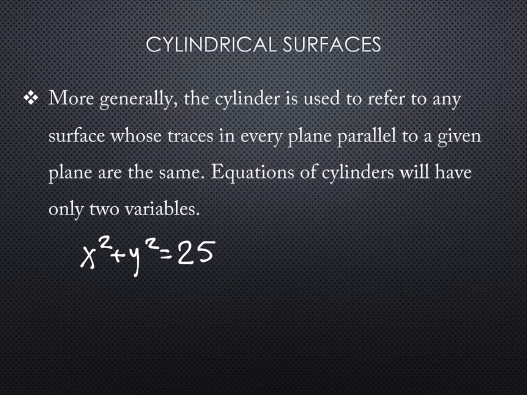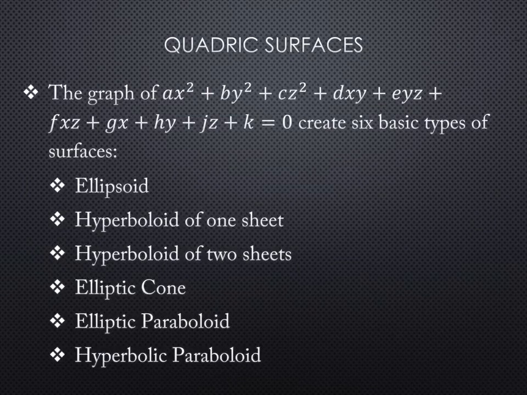All right. We're going to look now in general at what happens when we have any or all of the variables, and what that's actually going to be called is a quadric surface. So a quadric surface is a graph of the form ax squared plus by squared plus cz squared plus dxy plus eyz plus fxz plus gx plus hy plus jz plus k equals 0. The actual equations we do are going to look much cleaner than this crazy one right here, okay?